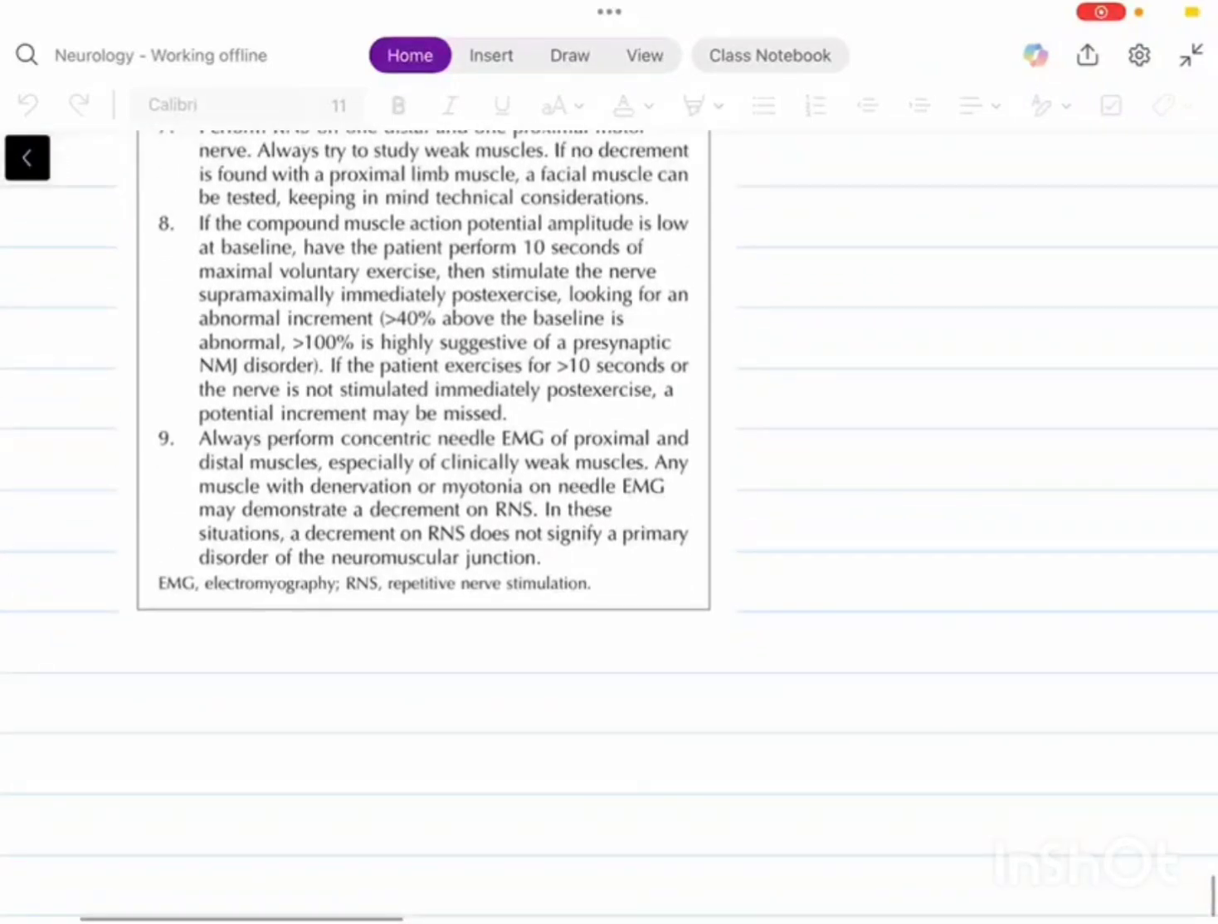Always perform the concentric needle EMG of the proximal and distal muscles, especially of the clinically weak muscles. Any muscle with denervation or myotonia on the needle EMG may demonstrate a decrement on RNS. In these situations, a decrement on RNS does not signify a primary disorder of the neuromuscular junction.